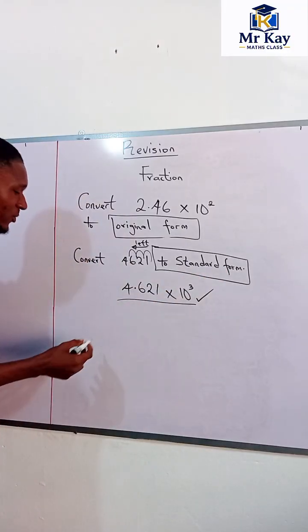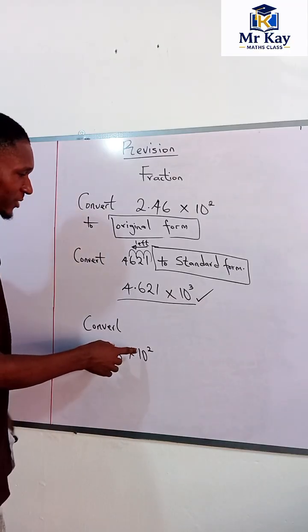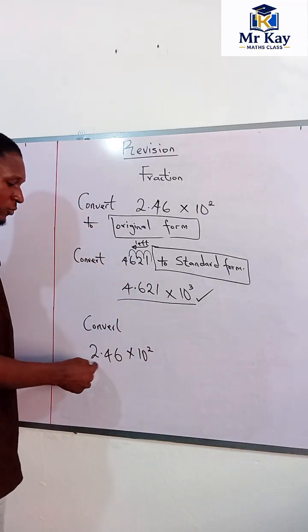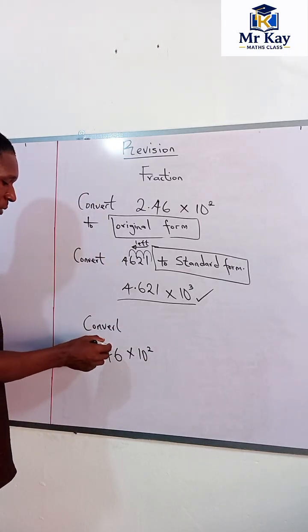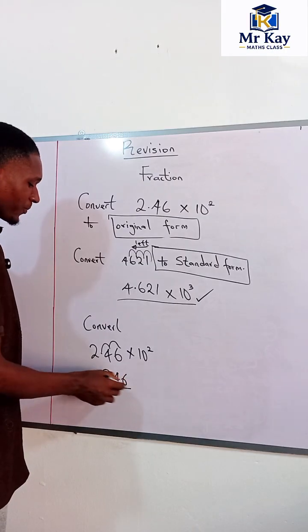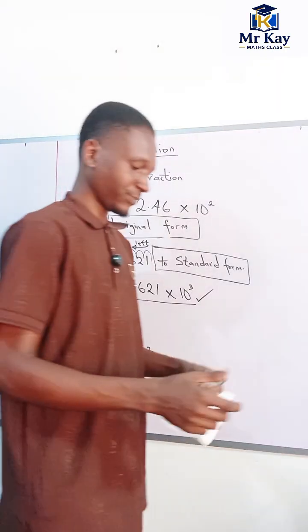But when you have to convert to its original form, this number has already been moved to the left 2 times. So you have to move it back to the right 2 times. Therefore, you are going to move it 1, 2, and you get your 246. So this is something you have to focus on and practice a lot.